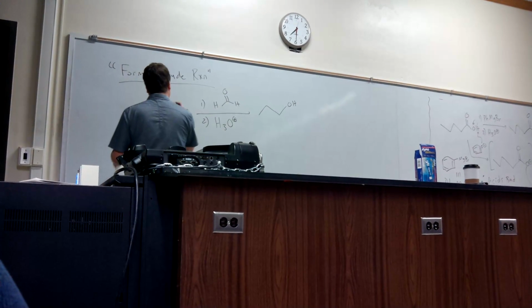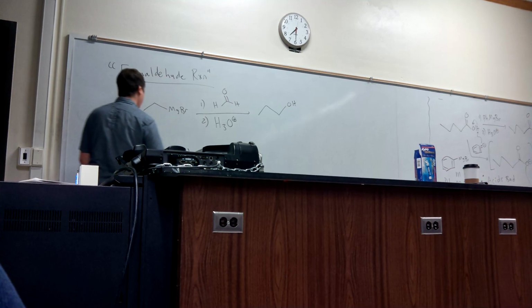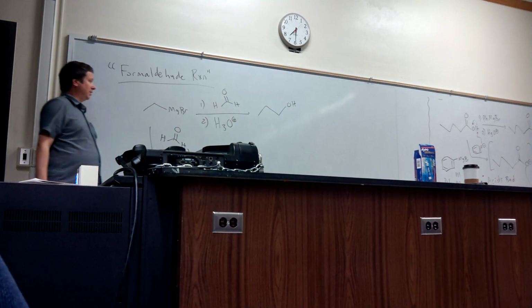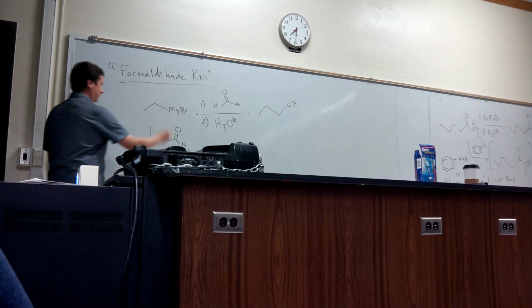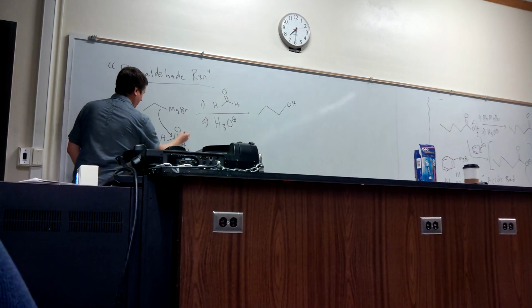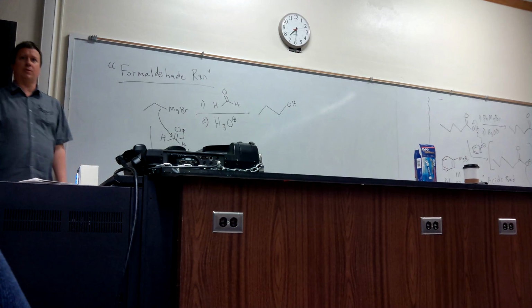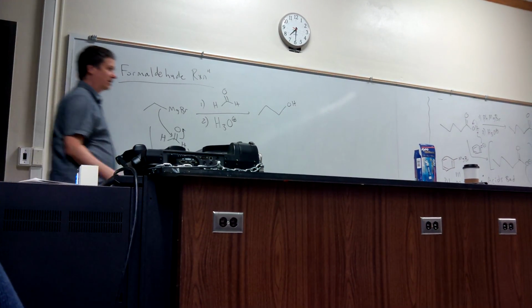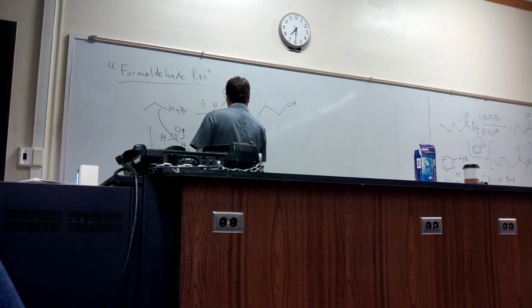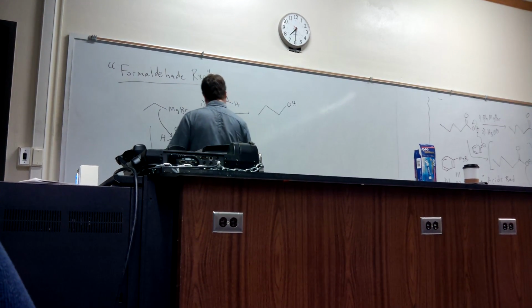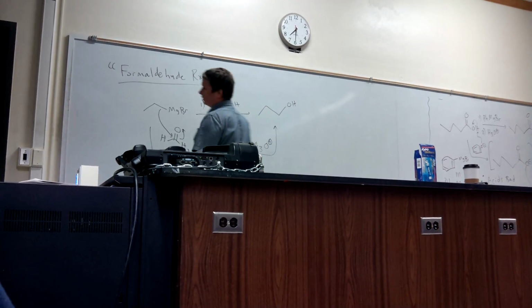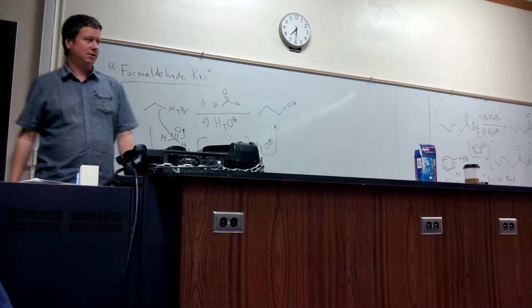And so, of course, there's nothing magic here. The Grignard attacks the aldehyde. So it's a 1 carbon building block. That's what's cool about formaldehyde. It's a 1 carbon building block. And we just extended our carbon chain by 1 carbon. H3O+. And that's all we did. Okay.